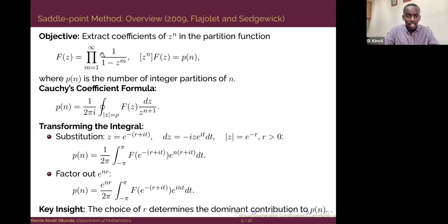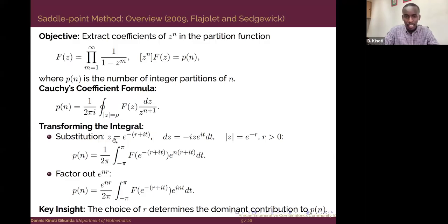So we have our generating function, and we can tell what the coefficient of the term z to the n is. We denote it by p(n), which we've already seen is the number of ways to partition n. And now with this one, we can use Cauchy's coefficient formula, which is also known as the Cauchy residue theorem, which gives us this expression. And now what we are attacking is this integral form of this particular formula.